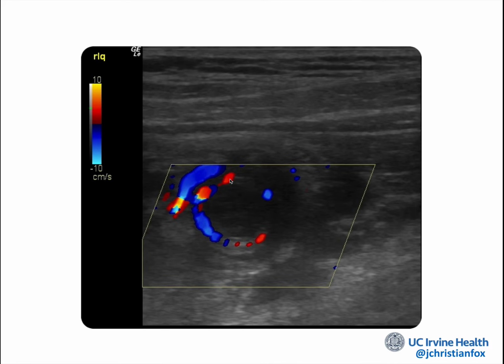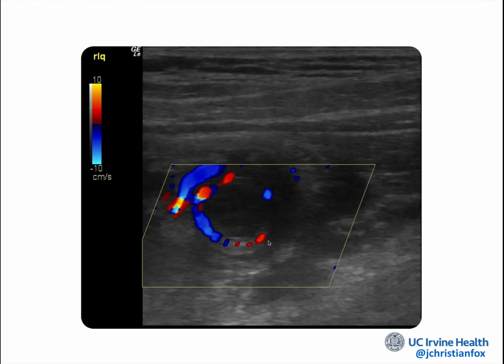This is a hyperemic appendix. So this is a non-compressible appendix here, definitely appendicitis. And for fun, you can put color flow Doppler on it and you'll see it light up like this. That shows you that there's some infection going on. There's hyperemia, extra blood flow going to help fight an infection.